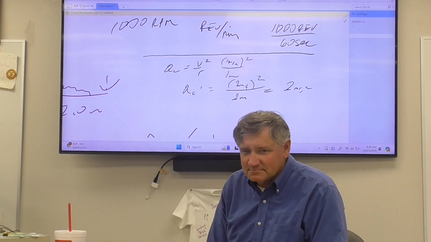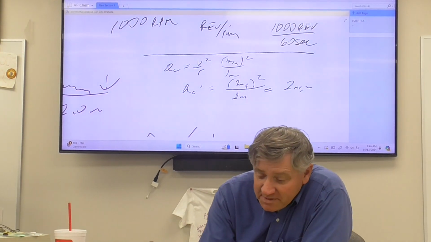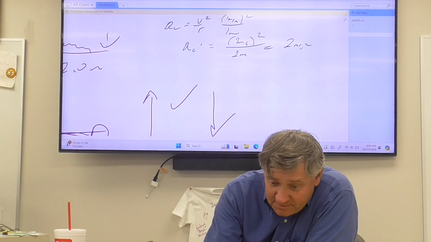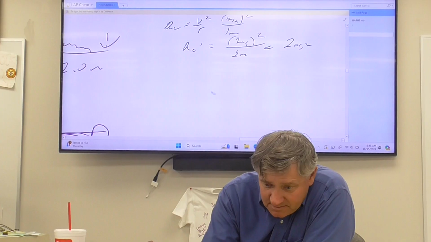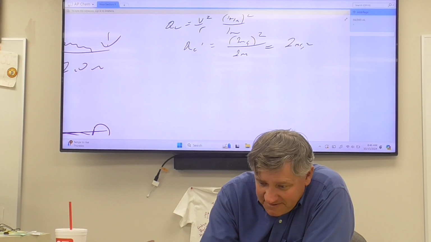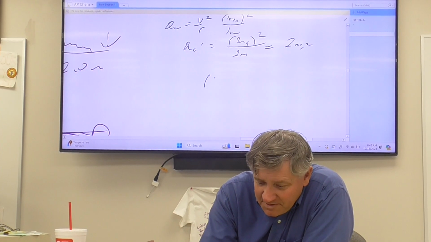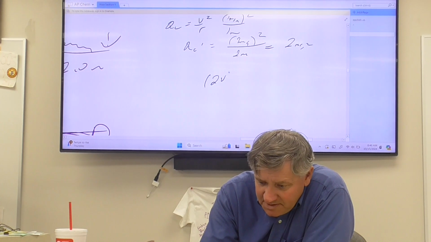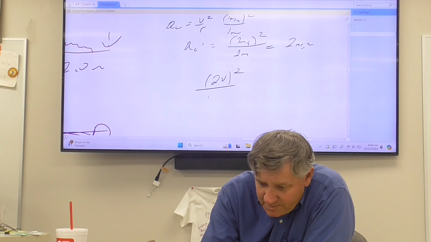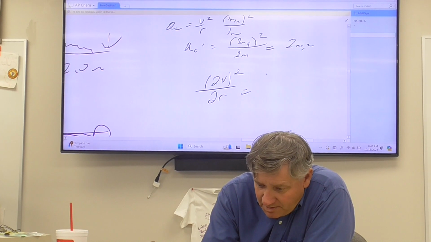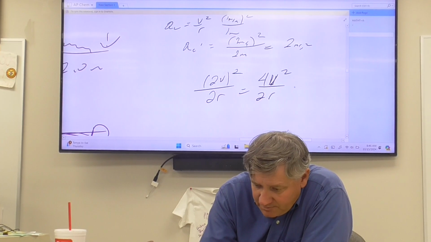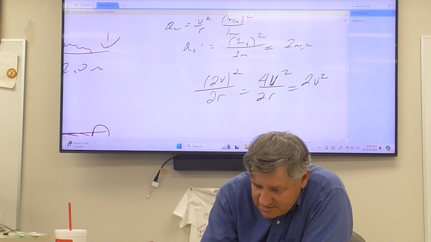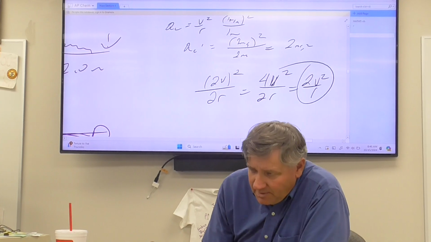Now, if you want to do the elegant approach, otherwise known as the Collin approach, I normally do smash mouth on that one. So you're gonna have 2v squared over 2r, which is gonna get you 4v squared over 2r, which is gonna get you 2v squared over r. That's the other way.